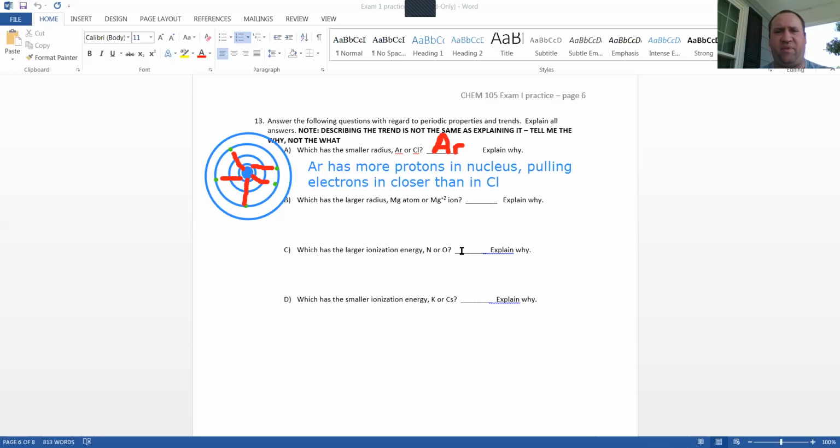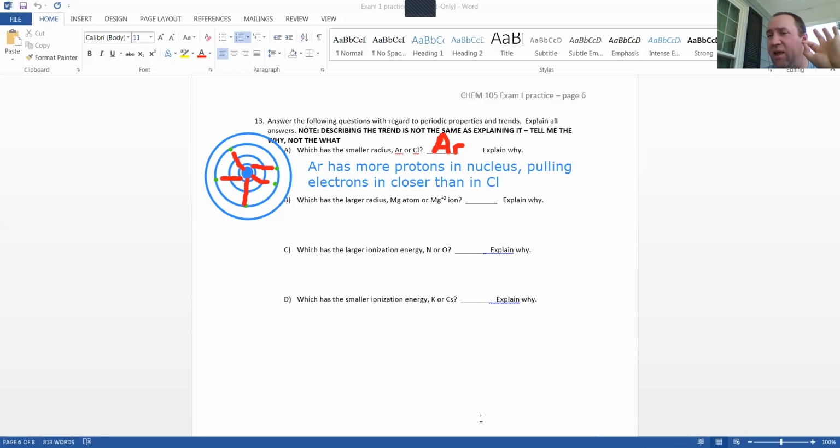So let me ask you this. The smaller the radius, the more... wait a minute. The smaller radius has enough pull. The more pull I have, the smaller radius I will have. Okay, let me rephrase. The more protons I have, if we are comparing in the same energy level.